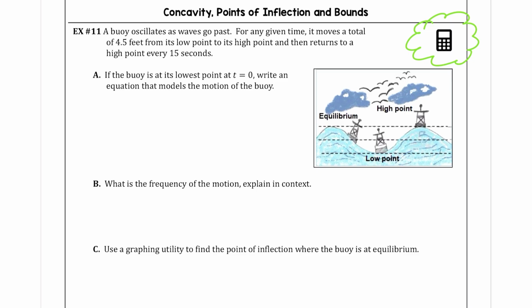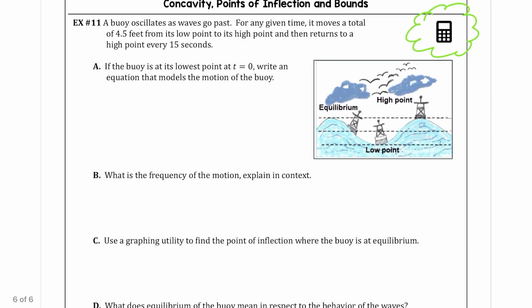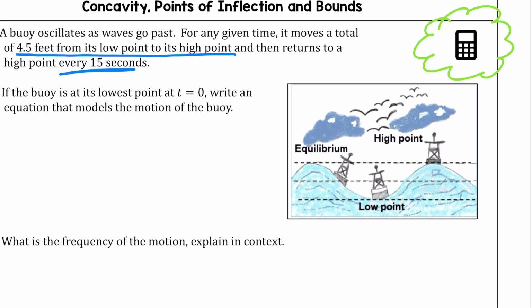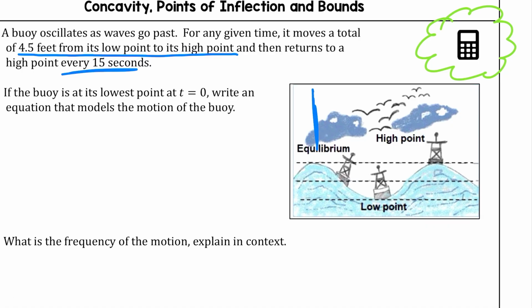All right, so let's figure out what they gave us. They give us a nice little visual. It says it moves a total of 4.5 feet from its low to its high point, and then returns every 15 seconds. Returning to a high point every 15 seconds makes it sound like that's the period, right? So from here to here, where I'm drawing, seems like that's 15 seconds, because that's what they told us, so that's what we have to assume.